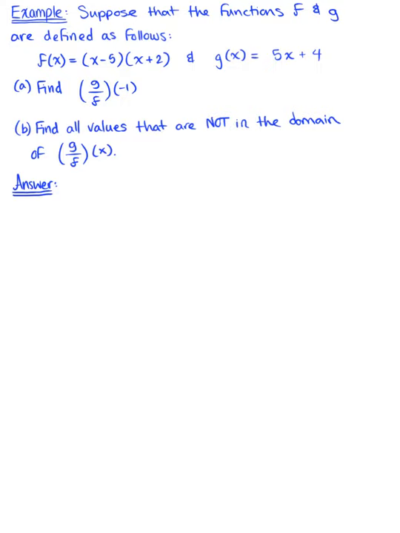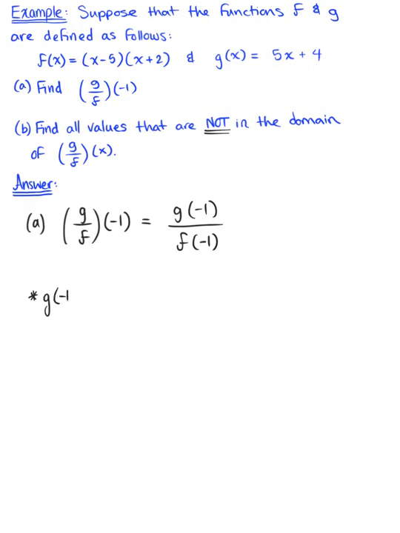And then part B is asking us to find all the values that are not in the domain of this quotient. So here we go. Part A. Part A again is asking us to find the quotient g by f of -1. And so applying the quotient definition here, we can rewrite this as g of -1 divided by f of -1. So let's step to the side real quick and find these functions' evaluations at -1.